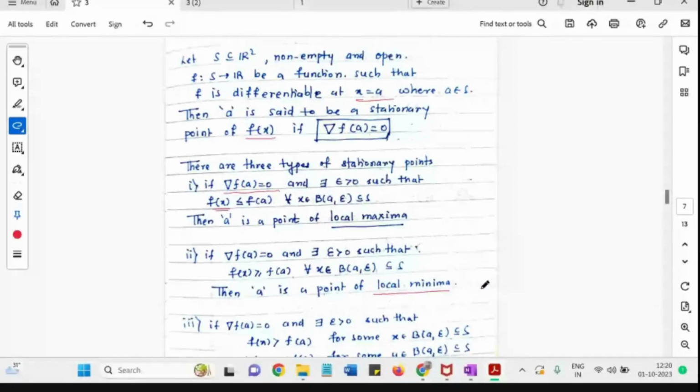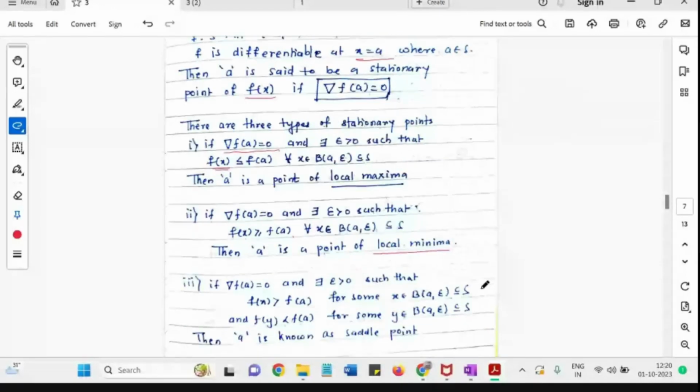But there is a third possibility: the gradient of f at a is 0, but in a neighborhood of a, I can always find x such that f(x) is bigger than f(a), and I can always find another y such that f(y) is smaller than f(a). So this situation says a is a point of minima, and this condition says a is a point of maxima. Such a point is called a minimax point, or we also call it a saddle point.